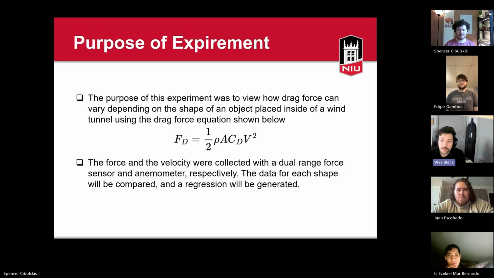The purpose of this experiment was to view how drag force can vary depending on the shape of an object placed inside of a wind tunnel using the drag force equation shown below. The force and velocity were collected with a dual range force sensor and anemometer respectively. The data for each shape will be compared and regression will be generated.